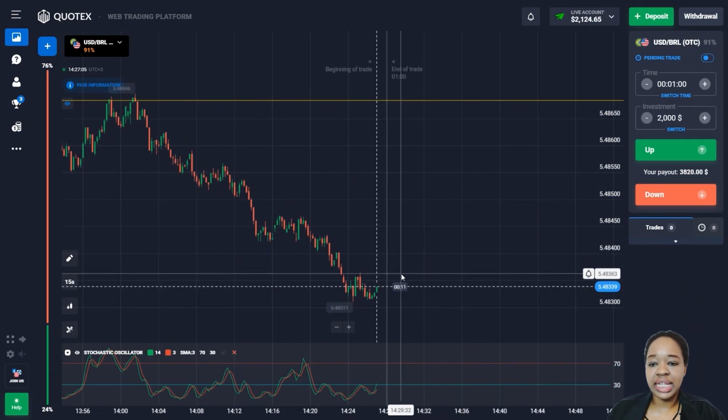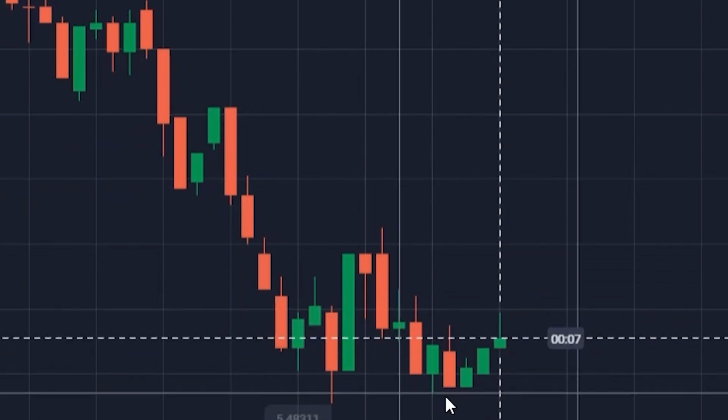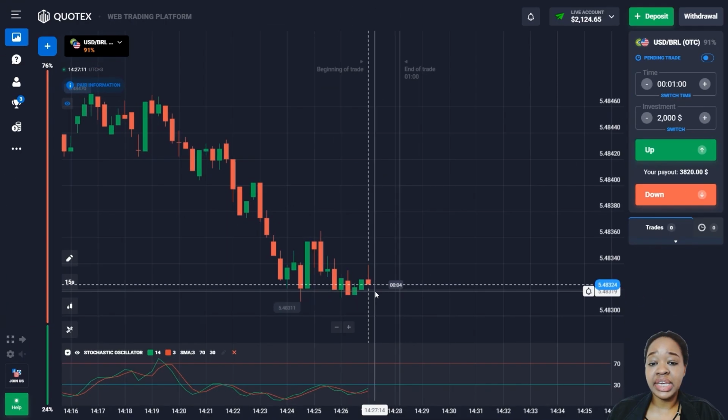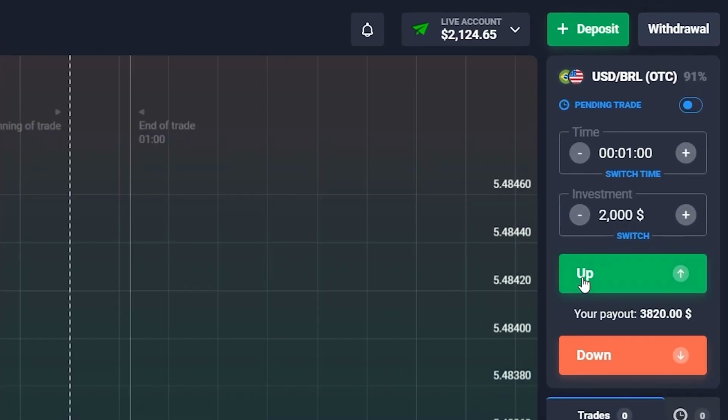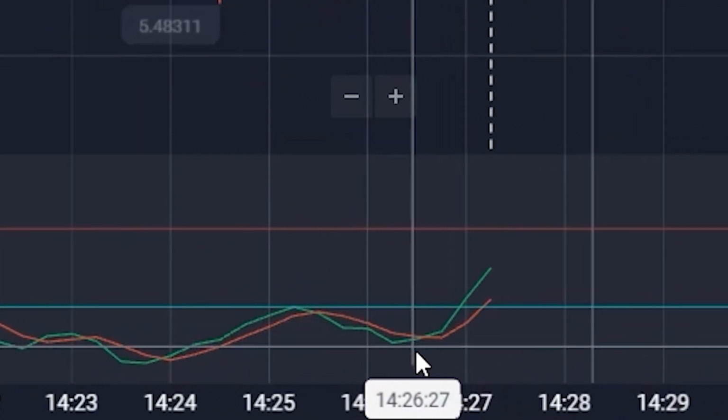So here you can see that our price is moving along the downtrend, and currently you can observe some kind of fading. Here I'm going to suggest opening the trade for 1 minute to go up, since the green line on the indicator goes up.